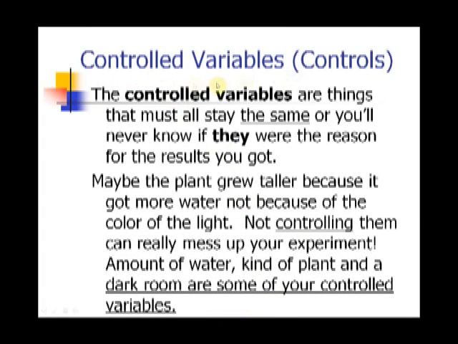Controlled variables, that's what we were just talking about. These are things that must stay the same, or you'll never know if they were the reason for the results. You want only one variable that we are testing, right? The independent variable. No others. You can only have one independent variable, one thing changing. Maybe the plants grew taller because they got more water, not because of the color of light. Not controlling them can really mess up that experiment.